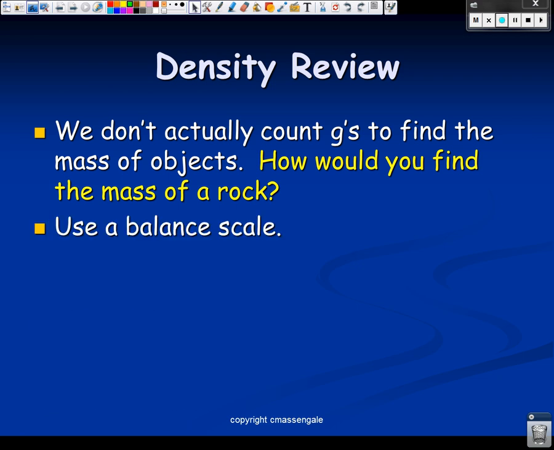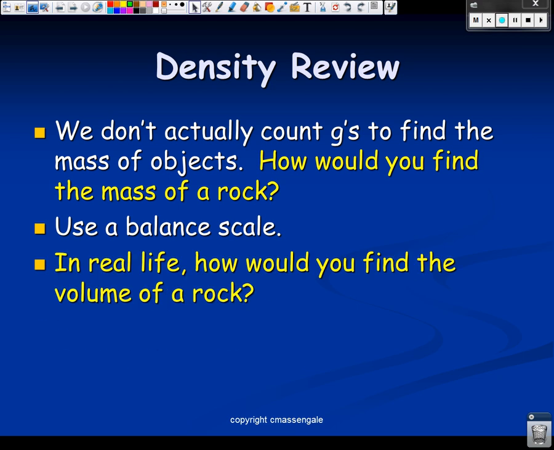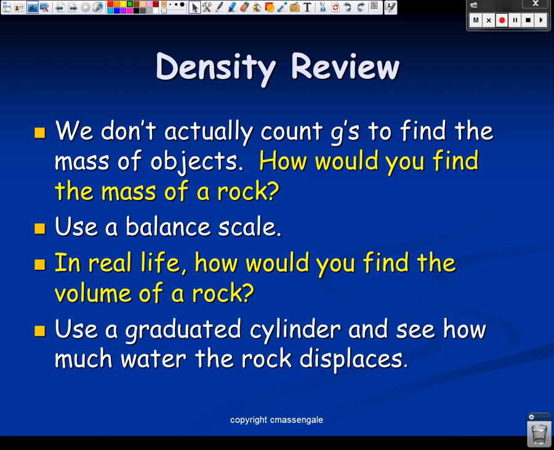But how would we find the volume of that said rock? Water displacement, very good. Now, earlier I did this for one of my other classes, and I should have done it for you guys, but I didn't realize I had it.